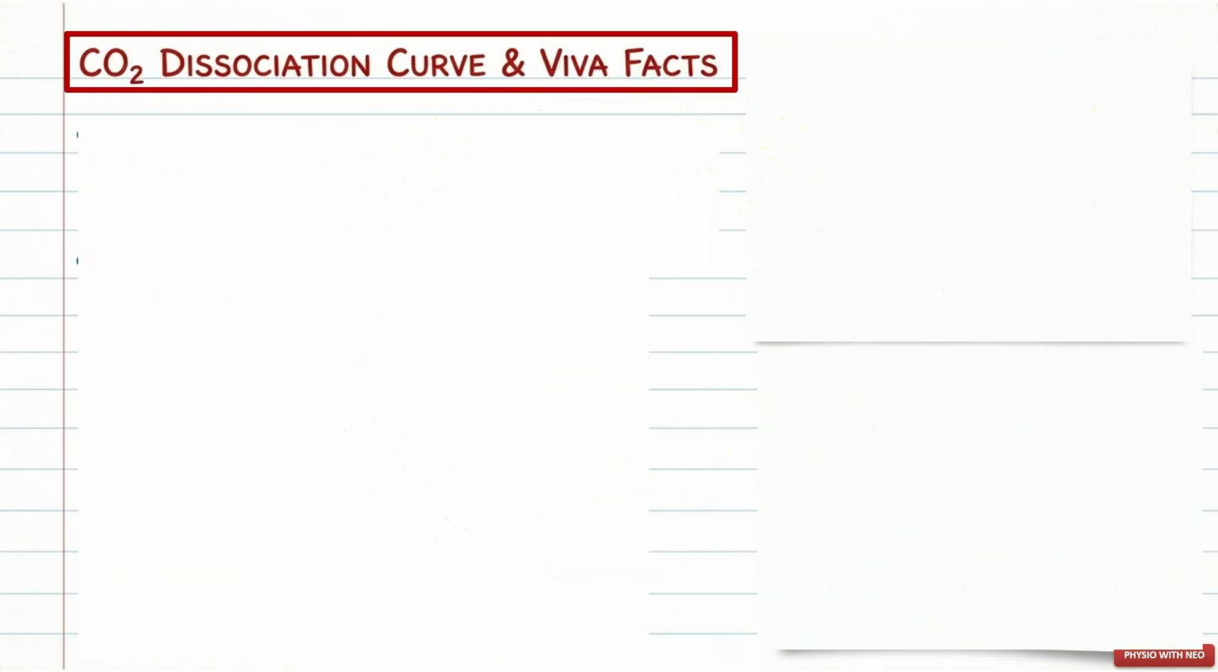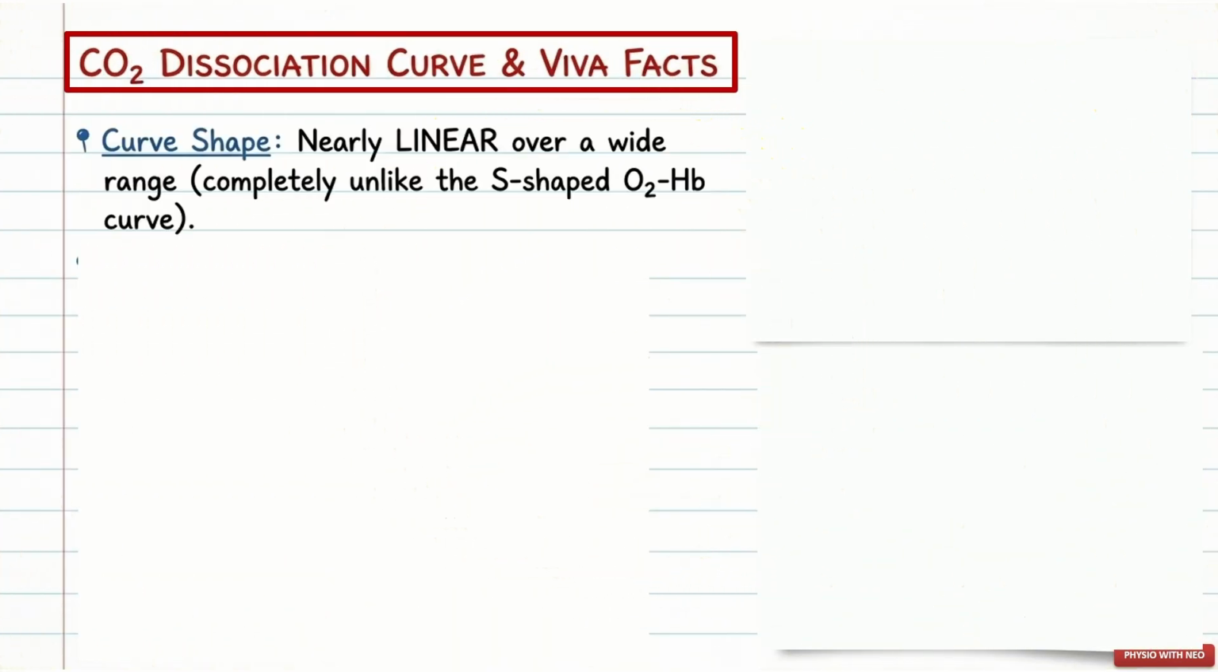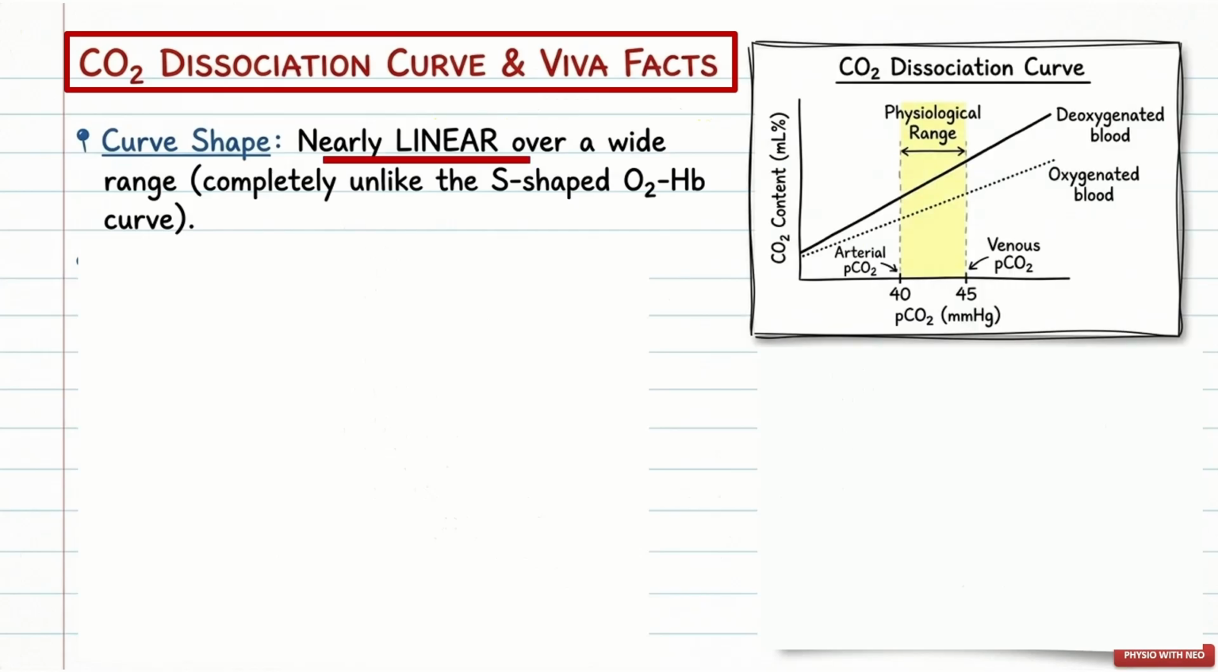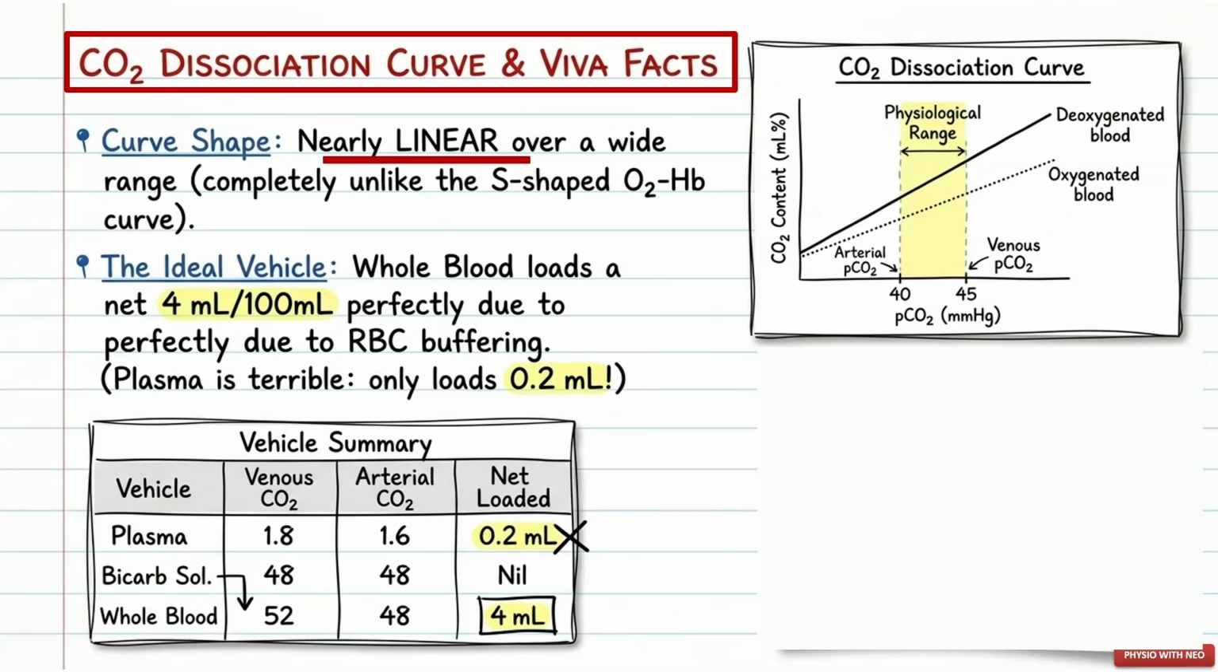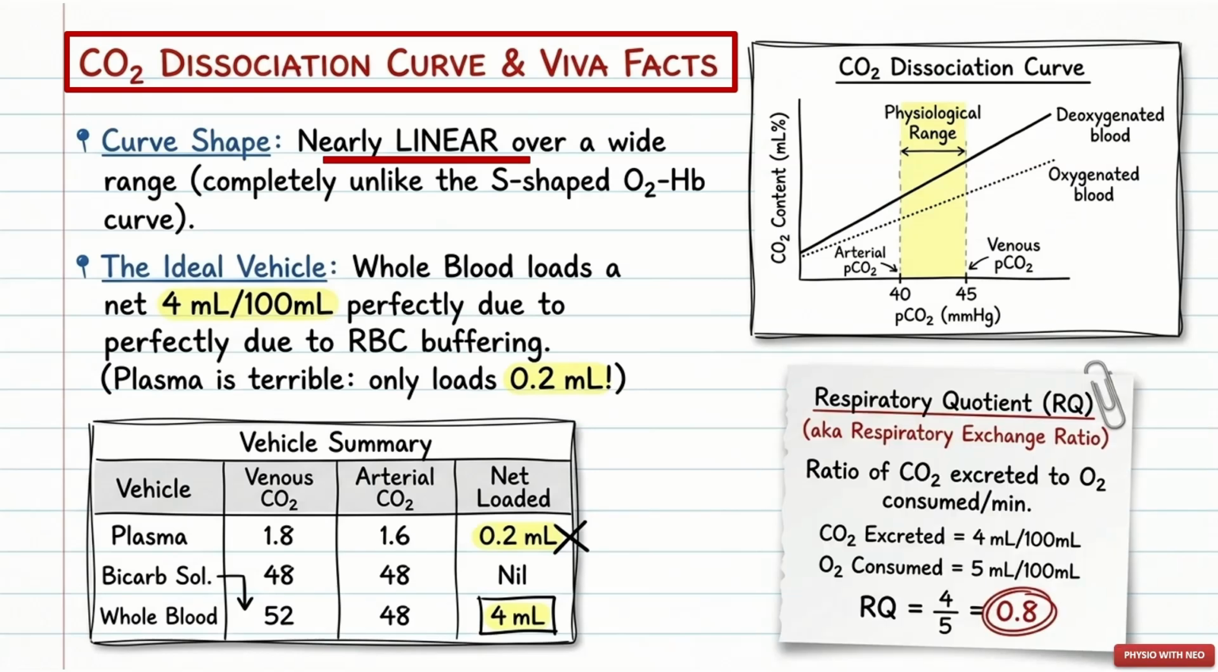Now let's revise the Viva points. The carbon dioxide dissociation curve is almost linear. The venous blood carries more carbon dioxide than the arterial blood. The respiratory quotient is approximately 0.8. And remember, carbon dioxide is nearly 20 times more soluble than oxygen, so it diffuses very easily. These are the common Viva and MCQ questions, so don't skip them.